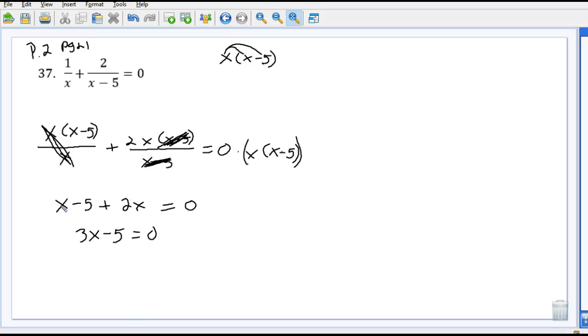I'm just combining like terms, and then I can solve and say this is 3x equals 5, so x equals 5/3. Alright, so there is 37. There are other ones that are a lot like this.